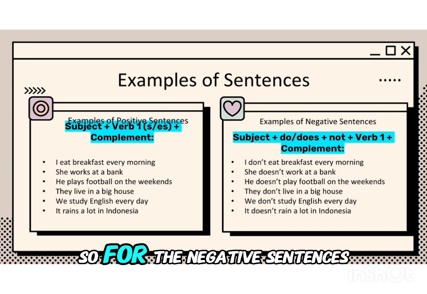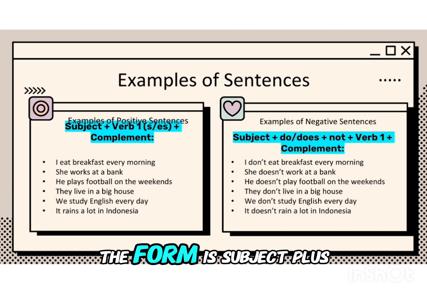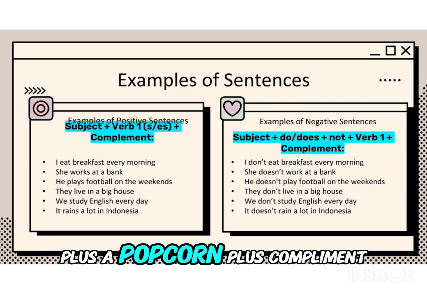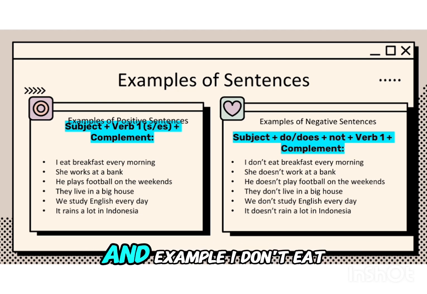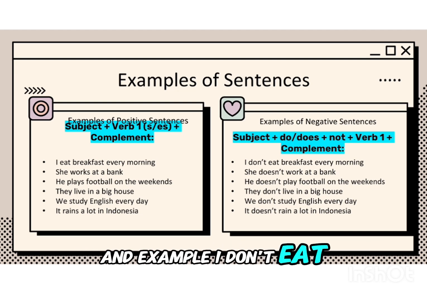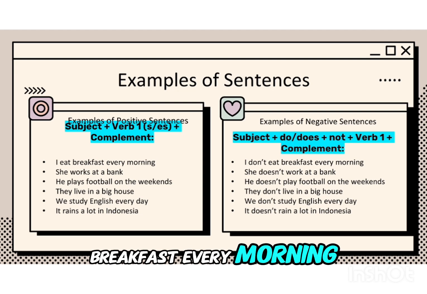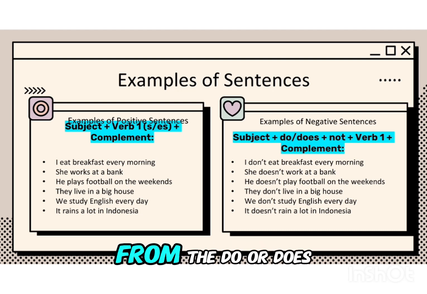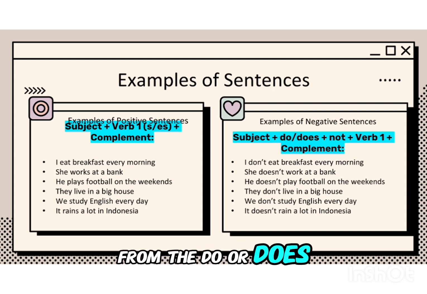So for the negative sentences, the form is subject plus do or does plus not plus verb 1 plus complement. And the example, I don't eat breakfast every morning. I, subject, don't stands for do or does plus not.